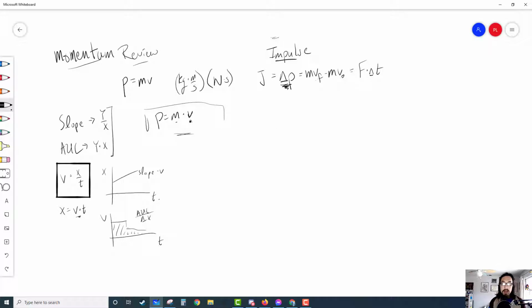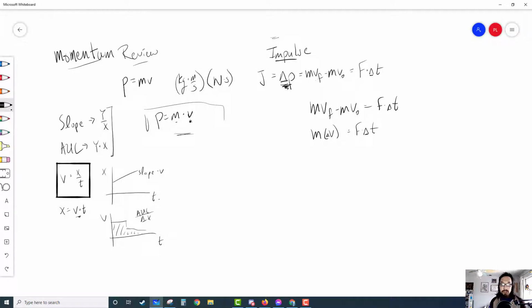So impulse, there's a lot of things that are being multiplied, but what I want to focus on here is not the first two variables, but the latter half. So mvf minus mvo is equal to f times t. So I want to break this equation down even more, because that is just m times the change in velocity is equal to force times time. Okay, so here we have two things that are being multiplied.